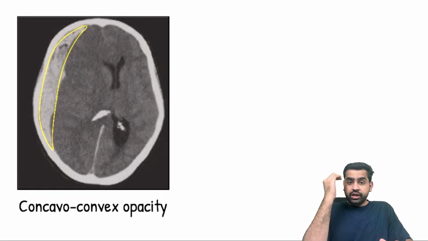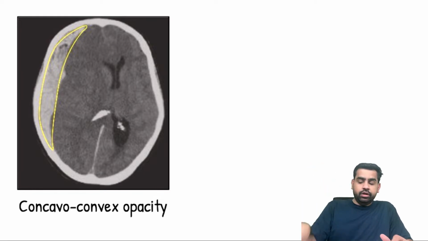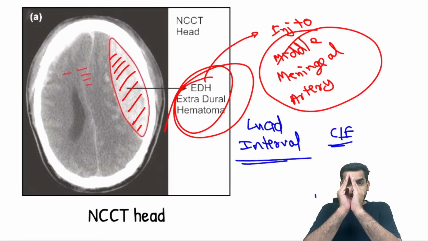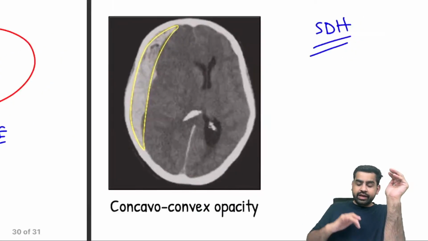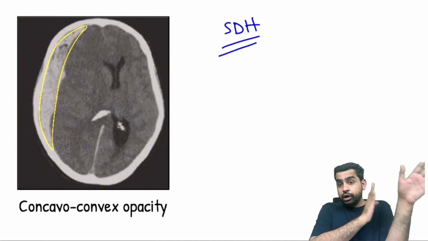Now, what is this? This is a non-contrast CT scan of SDH, subdural hematoma. Okay, SDH. Over here, what you had earlier was a lens-shaped opacity, a biconvex opacity. Here, what do you have? You have a concavo-convex opacity. Concavo-convex opacity is what you basically see in the subdural hematoma.